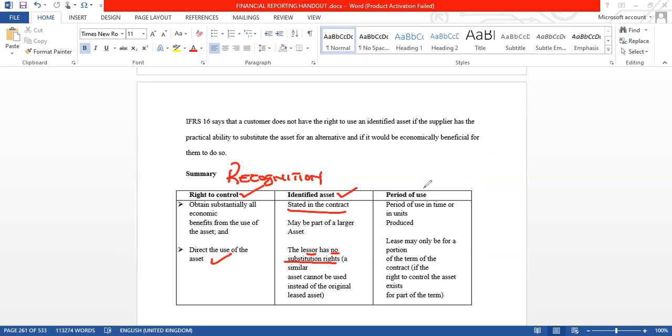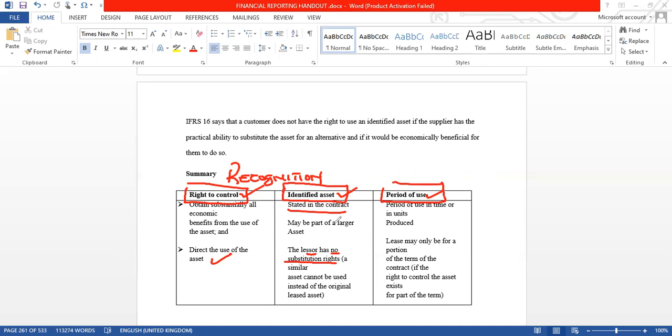And there has to be a timing to it. You remember when we were defining the lease, we said that it is a contract or part of a contract that conveys the right to use. The right to use herein is the control that we are talking about. Right to use what? An underlying asset, so the asset has to be identified. And we also said for a period of time for consideration, so the period of time is also important here.